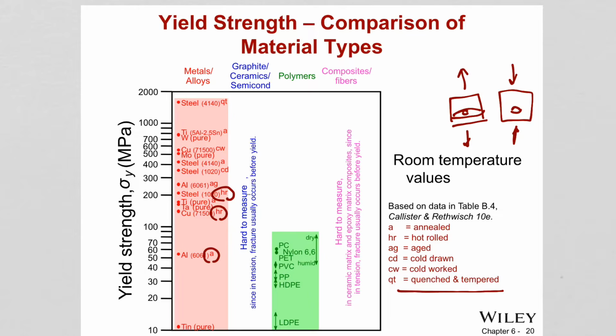Polymers have low strength values because of the weak intermolecular bonds. Composites and fibers are also hard to measure, because again the fracture can occur before the yield. So we can only make a logical comparison between metals and polymers, and we know metals are strong compared to polymers.